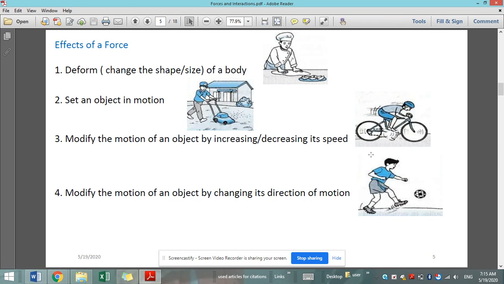Now, concerning the effects of any force, it could be deforming or changing the shape and size of a body, as shown here in the figure, in which the chef is doing a force on the dough, changing its shape. And the second effect is setting an object in motion. Here, the man is pulling it in order to move it. And three, modify the motion of an object by increasing or decreasing its speed.